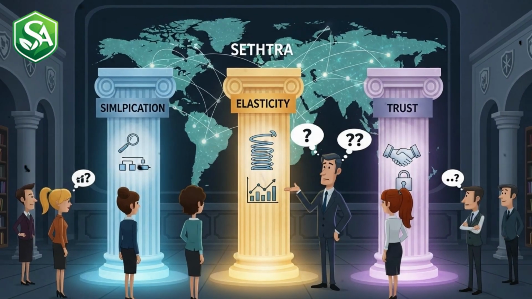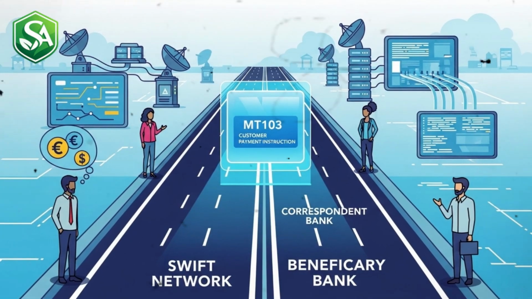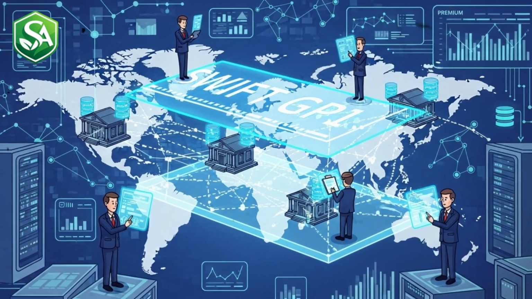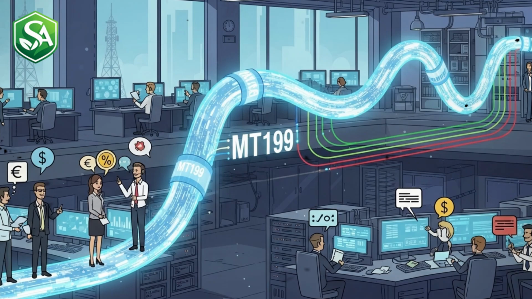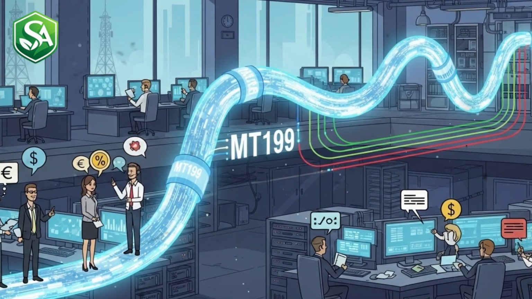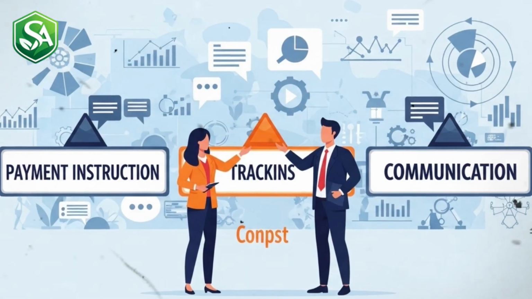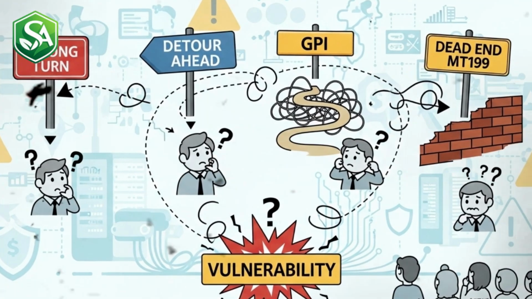Now, here is the final mental model. MT103 is usually about a customer payment instruction. SWIFT GPI is about tracking the payment instruction journey. MT199 is about flexible communication around banking matters. Three different tools. Three different meanings. Three different risks when misunderstood.